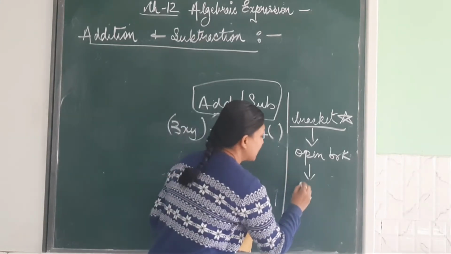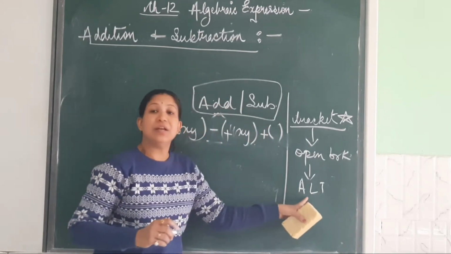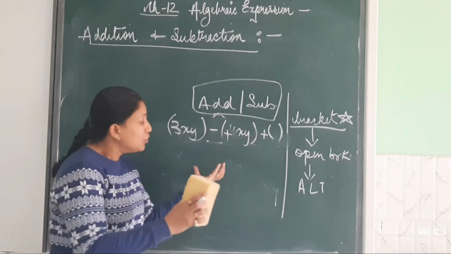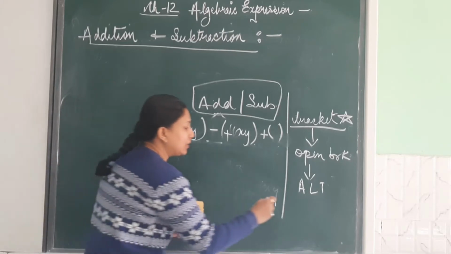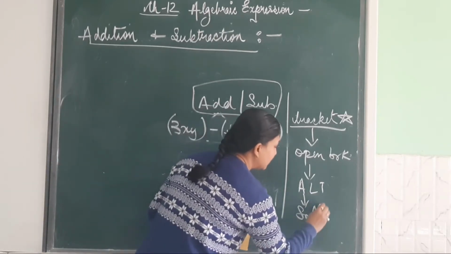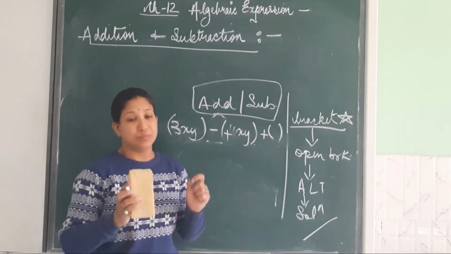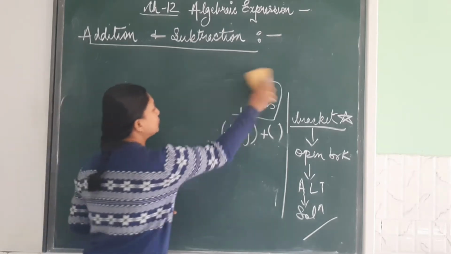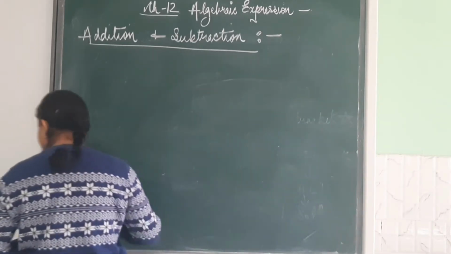The third step is ALT. What is ALT? Arrange in like terms. Whichever terms are like terms, you arrange together. Make a common group for them. And then when you solve, you will get the solution. So this is how we add or subtract the given terms or expressions. Now let us move to the exercise questions. I hope this much you have understood well.